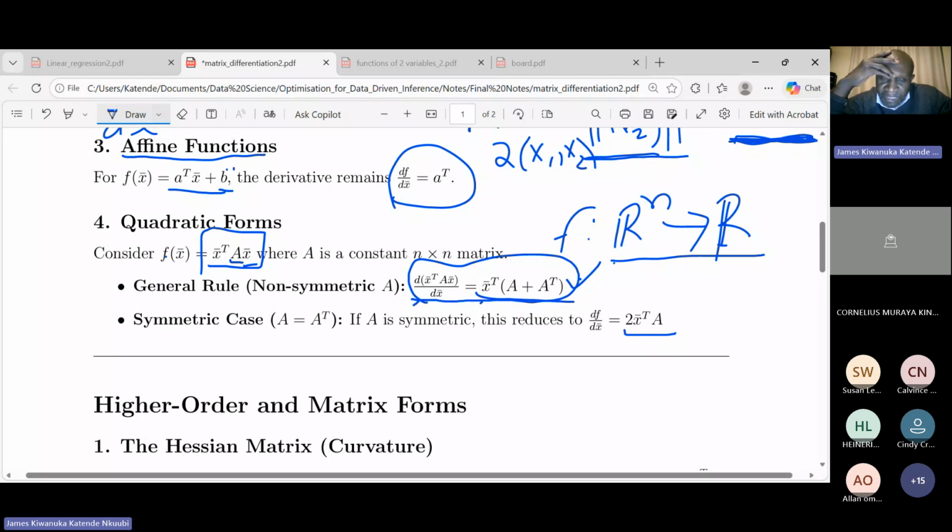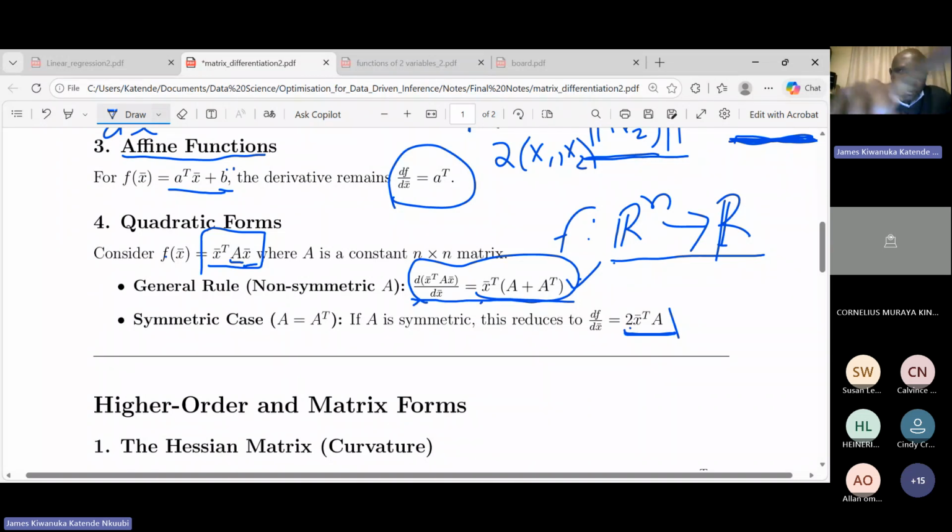Because for a symmetric matrix, the transpose is equal to the matrix itself. So these become twice the same matrix, and that's why you have the 2. That's your answer.